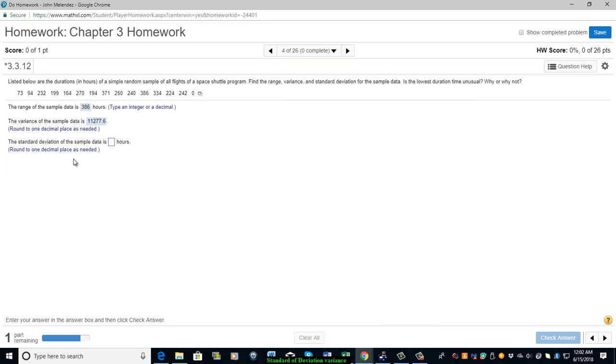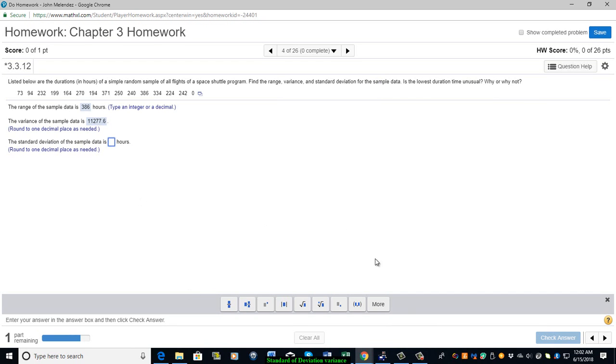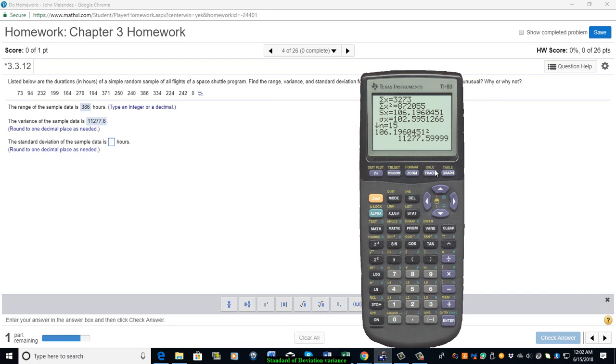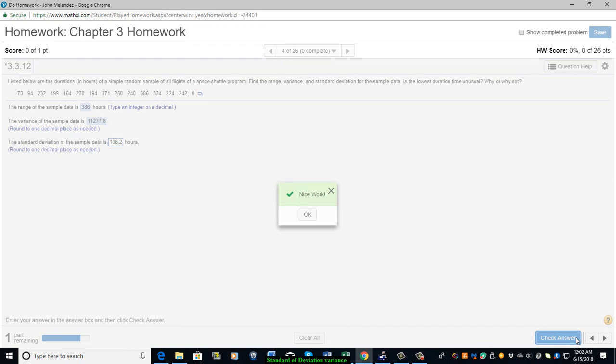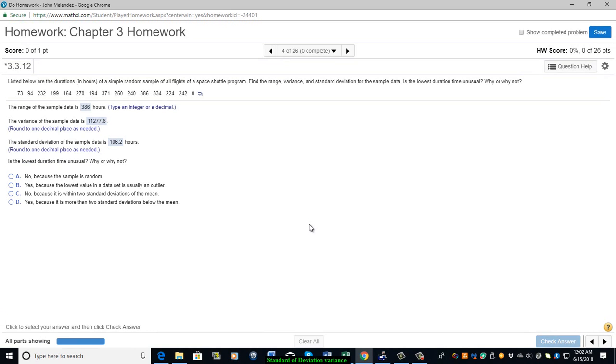Now the next thing we want is the standard deviation. Well, the standard deviation is the one that we had right here. Its S of x is 106. We want it to one decimal place, so it's going to be 106.2. Okay, so now we're going to go ahead and write 106.2. We check the answer and it's okay.